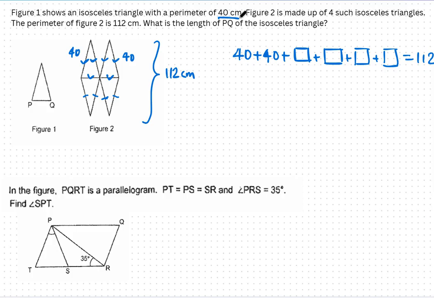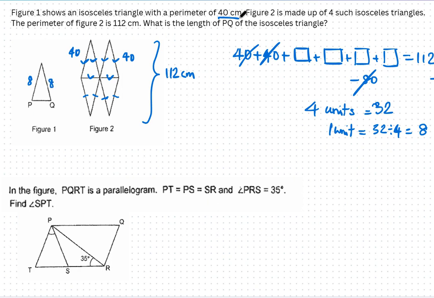Let's subtract 80 on both sides. This minus 80 here and this minus 80 here, so this gets cancelled off. That leaves us with 4 units is equal to 112 minus 80, which is 32. So 4 units is equal to 32, so 1 unit is equal to 32 divided by 4. That gives us 8. So the length of one of those units is 8.